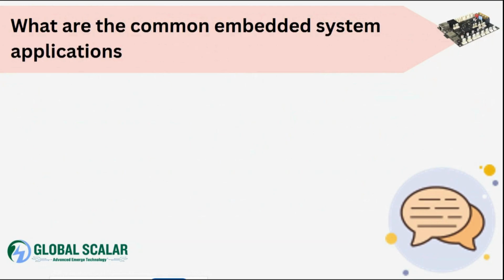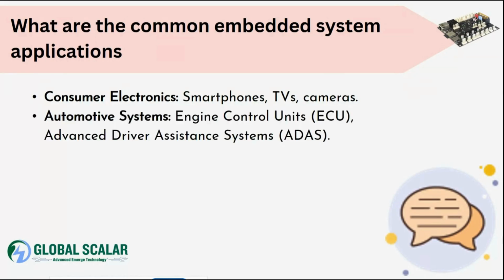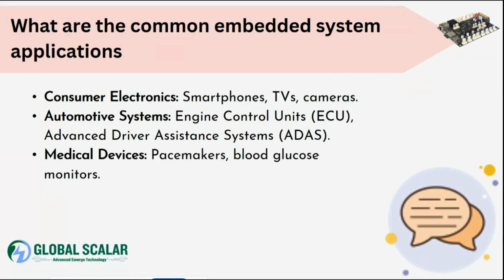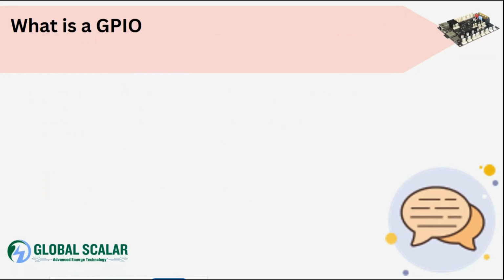What are the common embedded system applications? Like we know, consumer electronics: smart TVs, smartphones and cameras; automotive systems like ECUs, electronic engine control units, and advanced driver assistance systems; medical devices, pacemakers and glucose monitoring; industrial automation like PLCs, CAD systems.